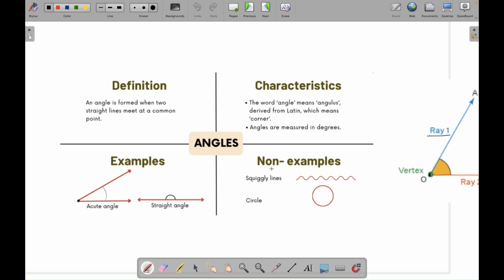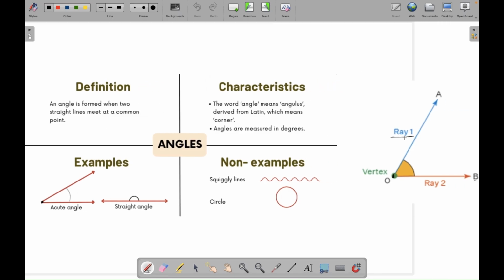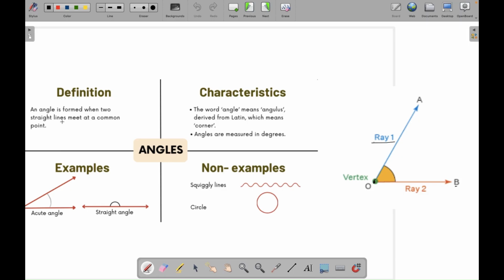Then we come to the definition of angles. Angles are formed when two straight lines meet at a common point. It can be a line, a line segment, or a ray. So this is the first ray, this is the second ray, and they are meeting at a common point. That is why they form an angle. The word angle comes from the word angulus.